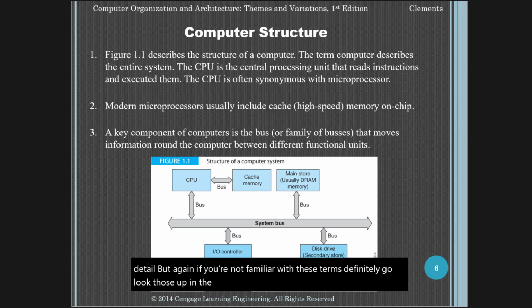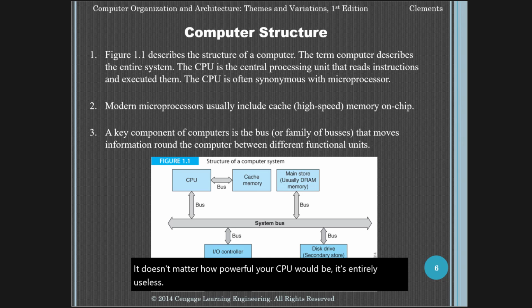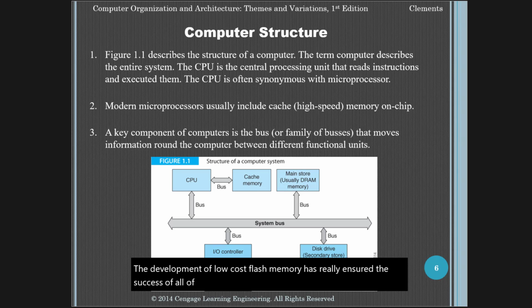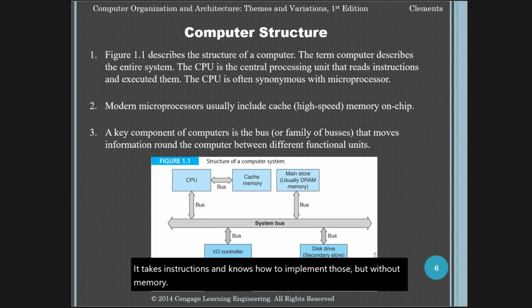Without suitable memory to hold programs, it doesn't matter how powerful your CPU would be. It's entirely useless. The development of low-cost flash memory has really ensured the success of all of the great products that we use today. Our phones, our digital cameras, our ebooks, our iPads. The memory really is the key. The processor, people think of it as the brain, and that's true, right? It takes instructions and knows how to implement those, but without memory, we're essentially lost.